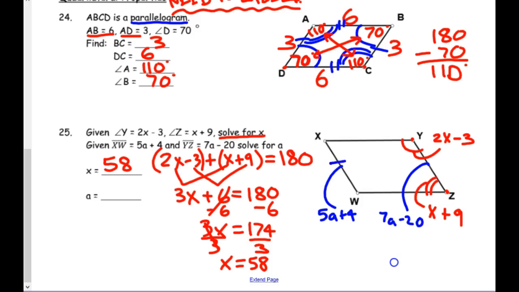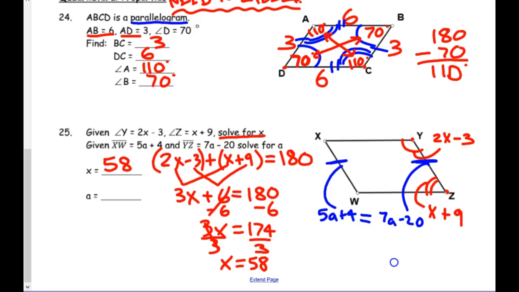Now, these are opposite sides and they're congruent. So I'm going to put an equal sign between them because I know they're equal because they're congruent sides. And then I'm going to solve for A. So, look at that. I already have it set up. So let's go ahead and solve this.